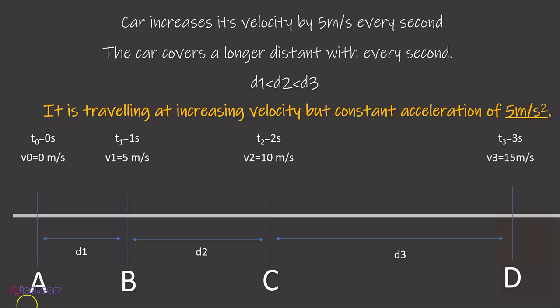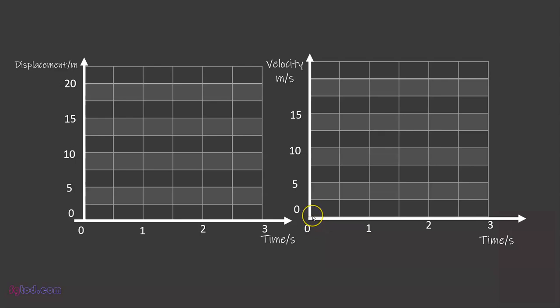Since we know that the car starts from rest and increases its velocity by 5 meters per second for every second, we can plot its velocity time graph. So at time t equals 1 second, its velocity is 5 meters per second. And at time t equals 2 seconds, its velocity is 10 meters per second, and so on. It is an upward sloping straight line. Now, how do we plot the displacement time graph?